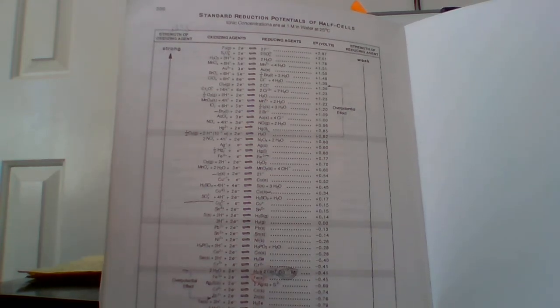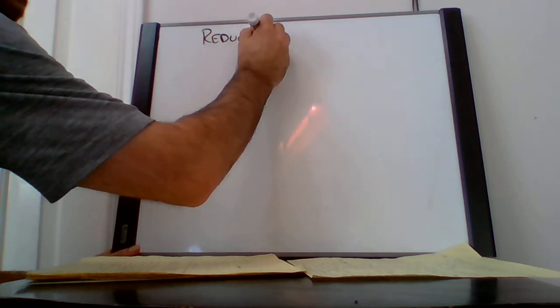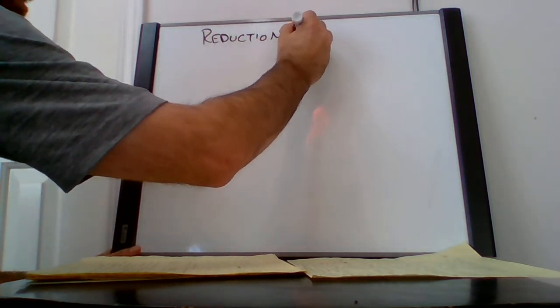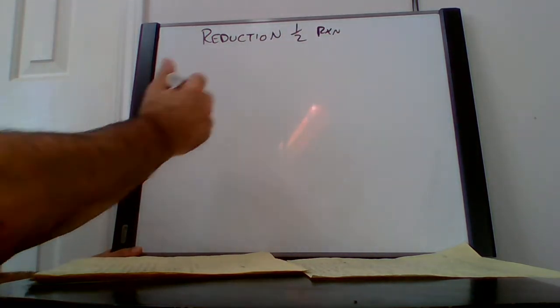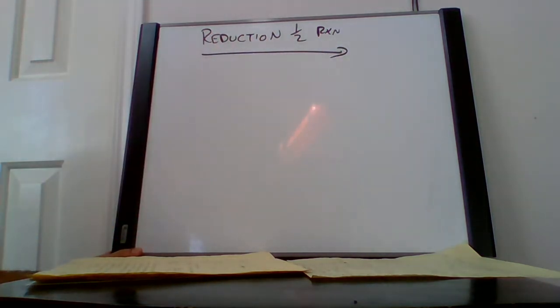What we want to do is compare the species on the left side of the column with the species on the right side to understand whether we would have a spontaneous reaction happening. I'm just going to take a brief excerpt of this chart. When we're reading this chart, we are looking at reduction half reactions, and we'll come back to the half reaction in a moment. Half reactions go in this direction.